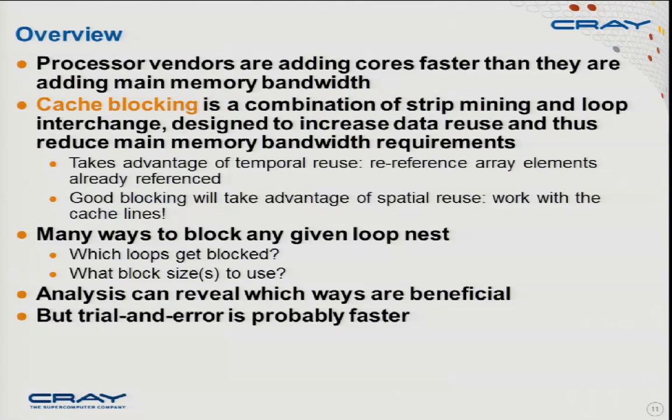There are many ways to block any given loop nest, and we're going to go over an example here in a bit. But which loops get blocked? How do I block them? What is the performance? You can do an analysis, and I recommend if you can think about it beforehand, that's beneficial. But in the end, there's probably going to be some trial and error, even if you convince yourself that cache blocking on this loop, or on this loop nest, is going to be a good idea. There may be some trial and error on the size of the blocking and everything.